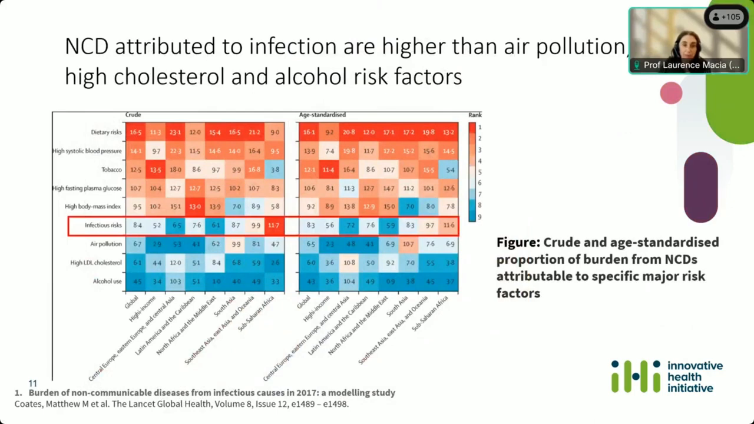So why are people developing non-communicable disease? We know that it's very complex and multifactorial, including genetic and environmental factors. If we look at the environmental factors, we always have the usual suspects like diet, high blood pressure, tobacco, and so on. But what's very interesting is that in the top 10, we have infection as a major risk factor for the development of non-communicable disease.